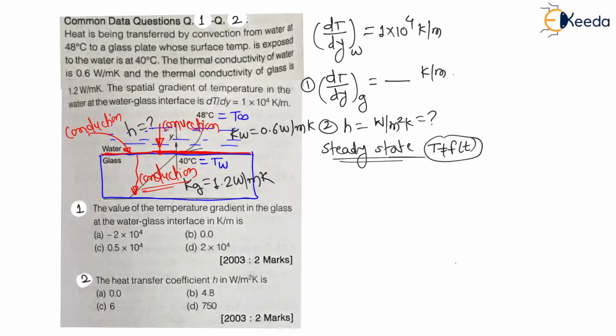This magnitude of heat transfer, this Q, will be the same. Therefore, my dear students, we can say this Q convection heat transfer is equal to Q conduction in water, which is also equal to Q conduction in glass.